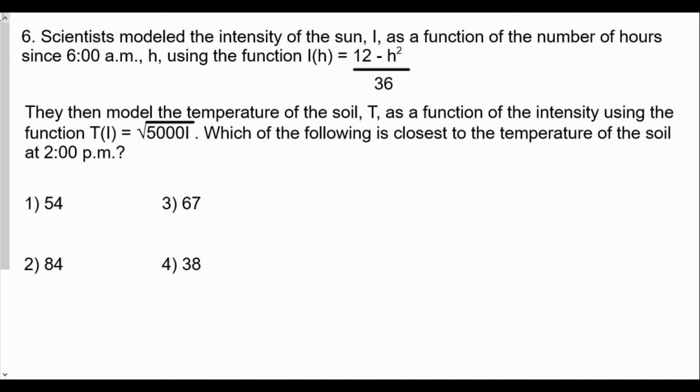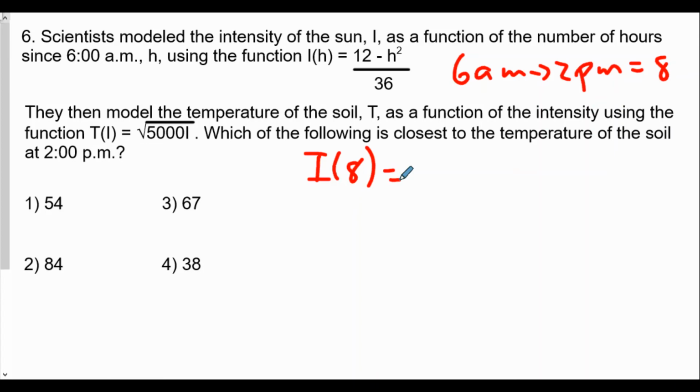So at 2 p.m., the number of hours since 6 a.m.: from 6 a.m. to 12 p.m. is going to be 6 hours. Then from 12 to 2 is going to be 2 more hours, so a total of 8 hours here. And so we're going to now find I of 8. Okay?